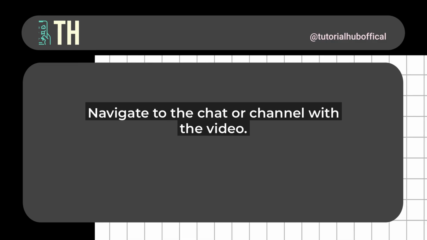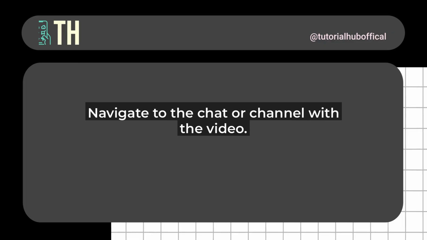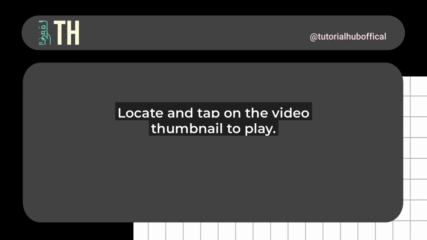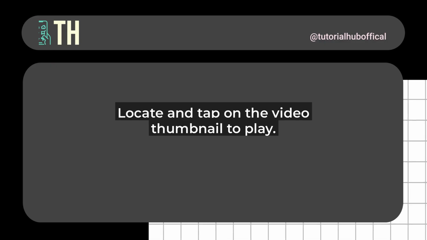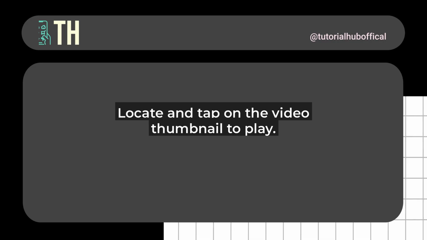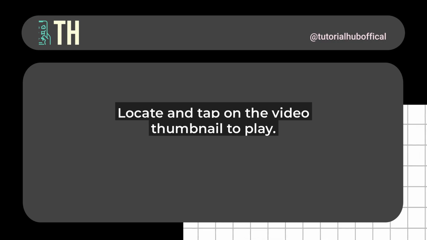Now, let's get to the fun part. Open your chats or channels where the video is located. Telegram organizes everything neatly, so scroll through your conversations or search for the specific chat. When you find the video message, it might show as a thumbnail or a play button. Go ahead and tap on it.